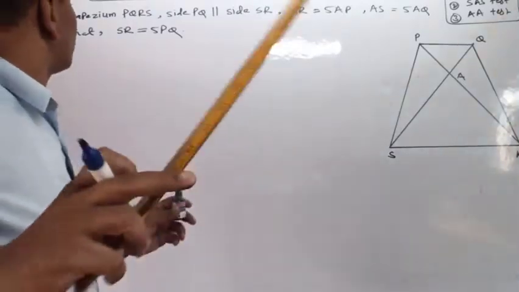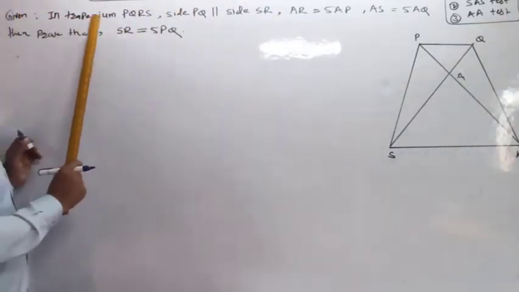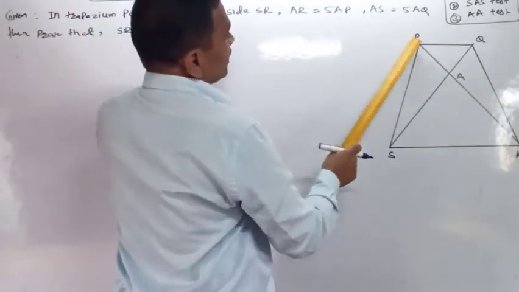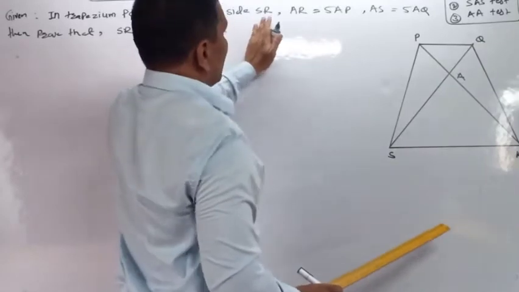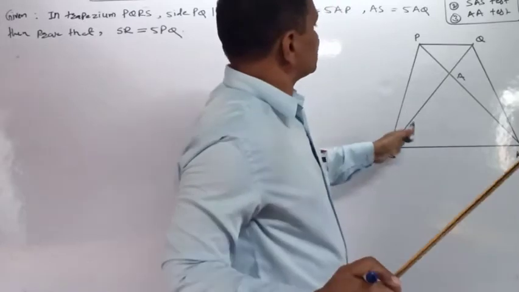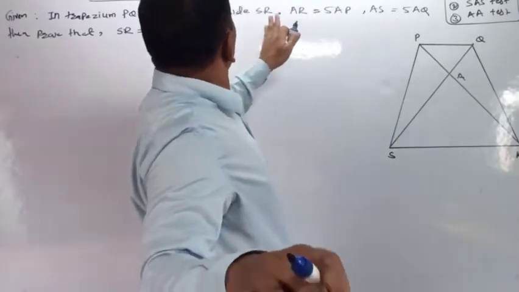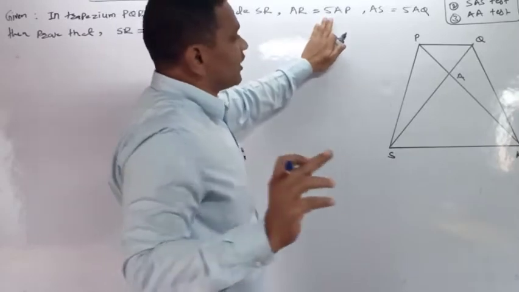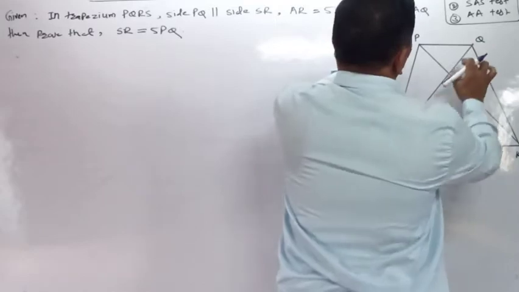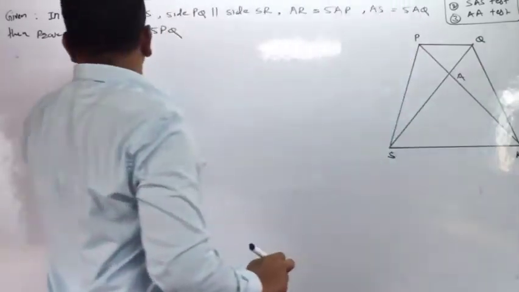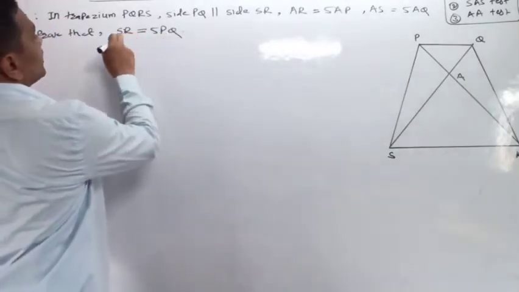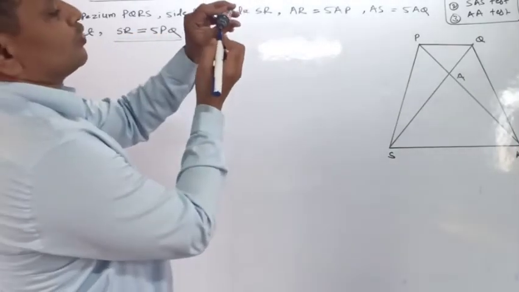Now what is here in the fifth example? Given in trapezium PQRS, side PQ is parallel to side SR and AR equal to 5 AP, AS equal to 5 AQ. Then prove that SR is equal to 5 PQ.